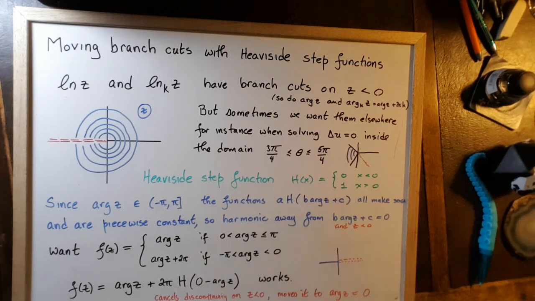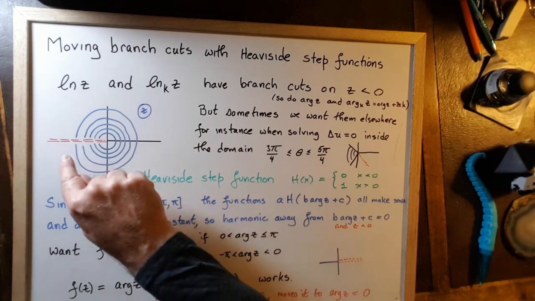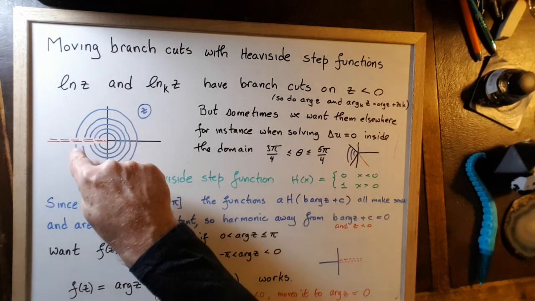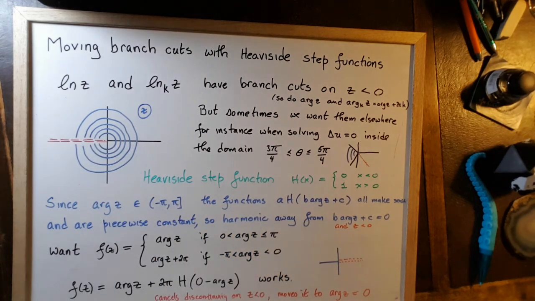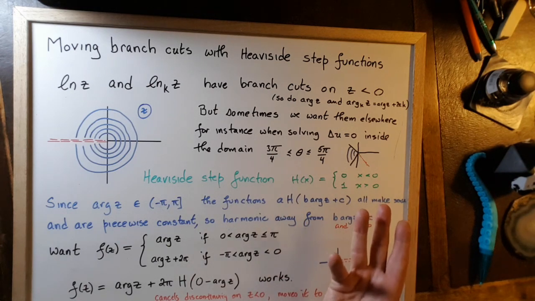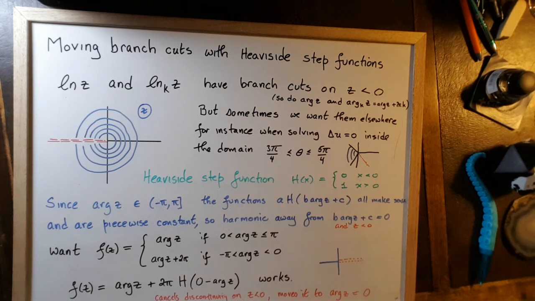So argument of z will go negative when z becomes in this half of the plane. And this thing might also switch sign as we cross this place, so we have to think about that a little bit. But away from the places where this thing changes sign, it's just a constant. And if it's a constant, then it's also harmonic, because the second derivatives with respect to x and y are both 0.